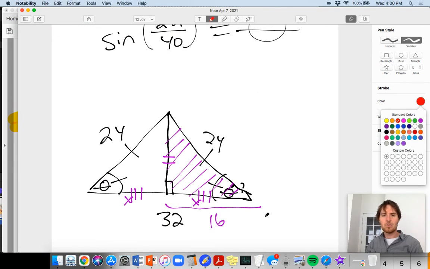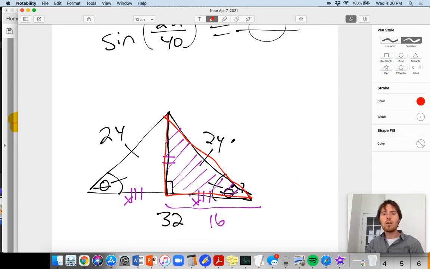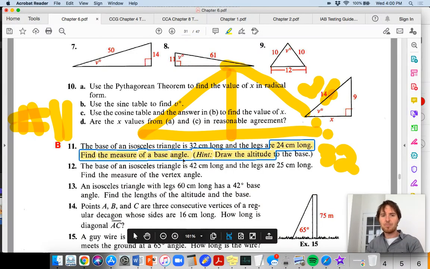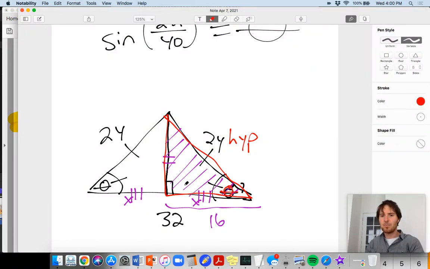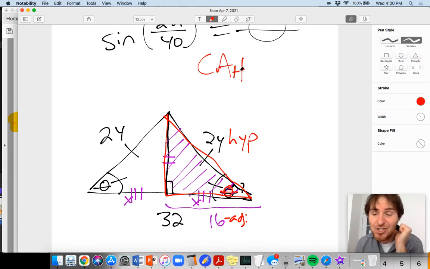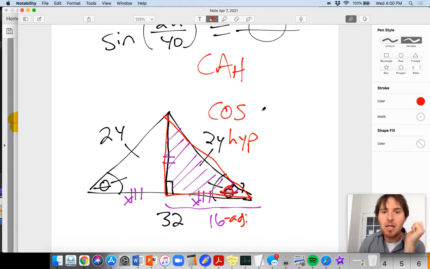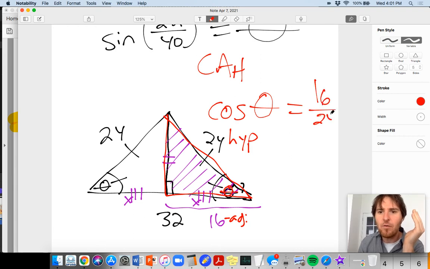There's kind of a lot to do in this problem. We'll talk about this right triangle right here. What do we know about it? Well, we know its hypotenuse is 24. If this is our theta, this is what we've got to figure out. That's our goal in this problem, to figure out the measure of the base angle. They're the same both here. The adjacent side here is 16. What do we know about adjacent and hypotenuse? Well, that's part of what ratio? The cosine ratio because of CAH. So CAH TOA, okay? Cosine of the reference angle equals 16 over 24.